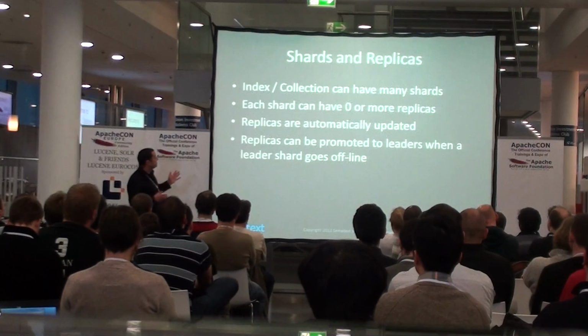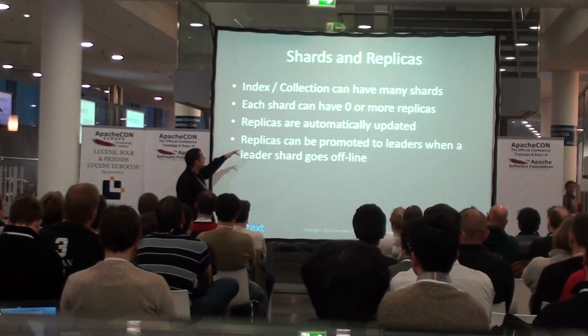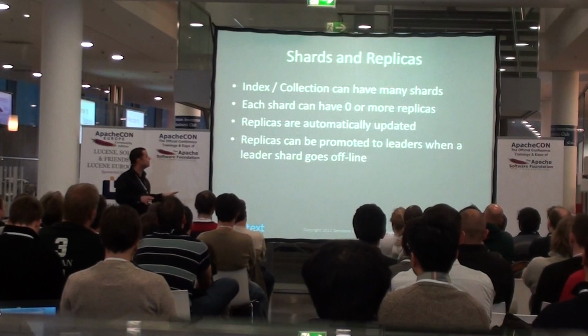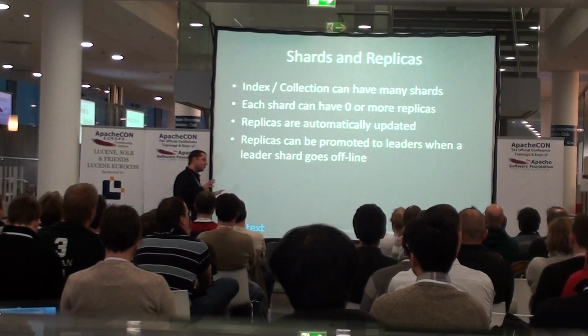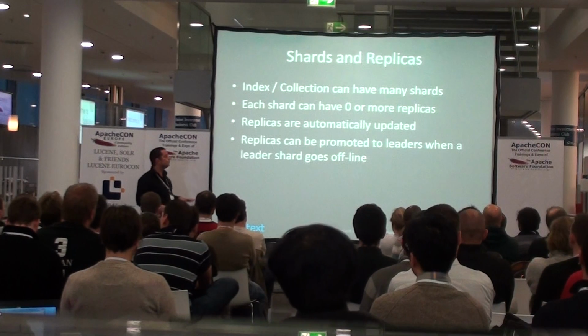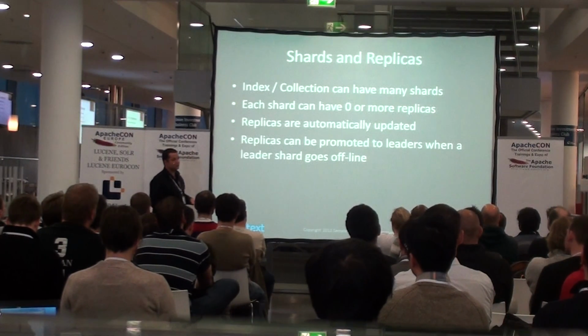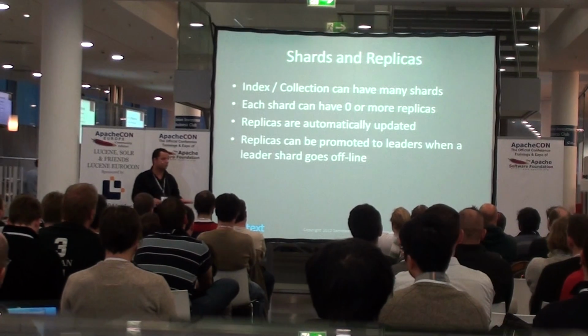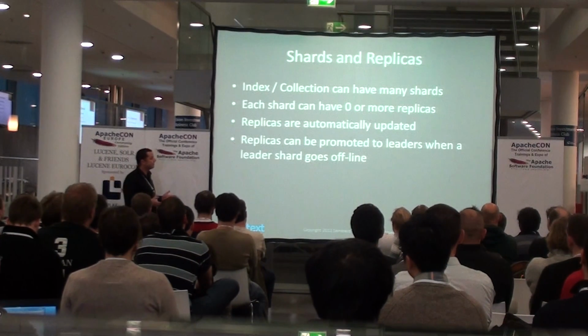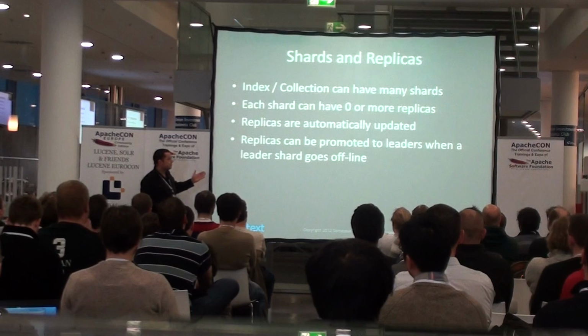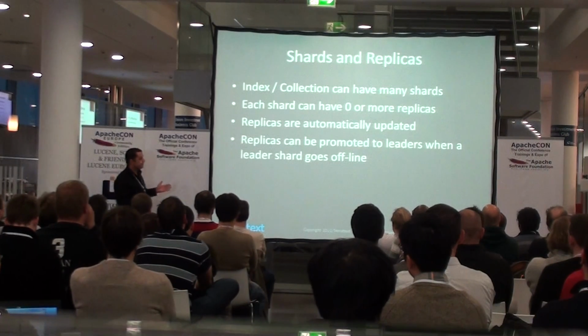Some things about shards and replicas. As I mentioned, indices and collections can have many shards. Each shard can have zero or more replicas. With more replicas, we have redundancy, and we can scale the search. Replicas are automatically updated with the use of a transaction log in both cases. So we have durable updates, and replicas can be promoted to leaders when the leader shard goes offline.